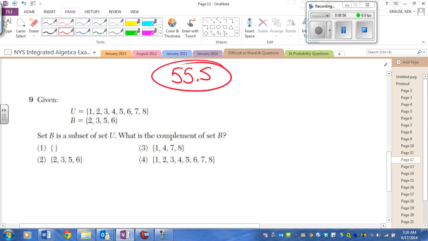Okay, B is a subset of U. So all this means is that 2's in there, 3's in there, 5's in there, and 6's in there. What is the complement? So, what are the ones that aren't here? Well, 1, 4, 7, 8. Choice 3.